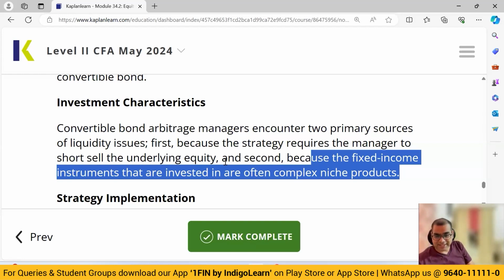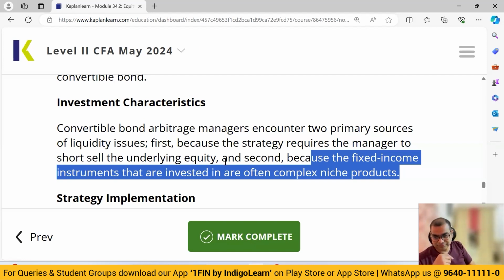The second is that converts are difficult to price because you have an option and a bond, the bonds have multiple other risks associated with them, and the convert has equity-related risk associated with it. So there are multiple things. When you do a convertible bond arbitrage, liquidity is a big concern. So please write under liquidity: liquidity is a concern because pricing converts is tough and you're also shorting an equity.